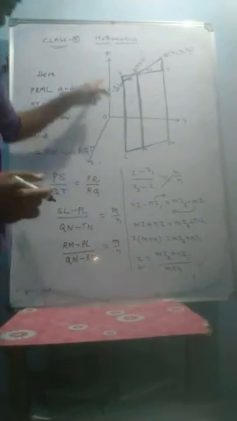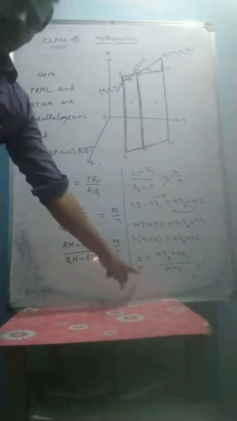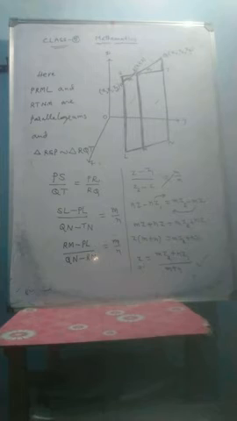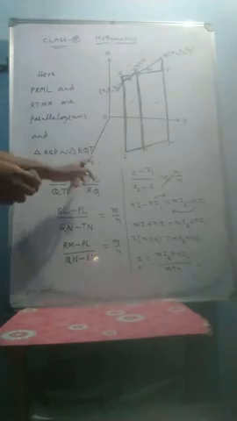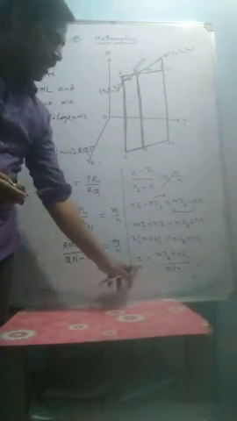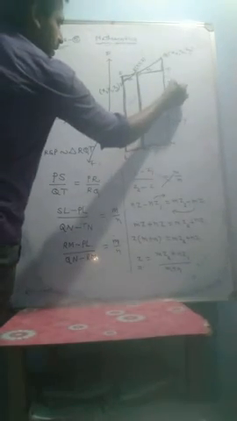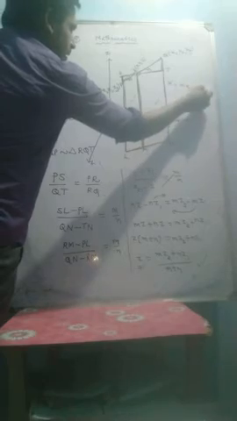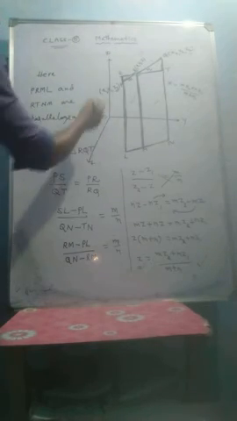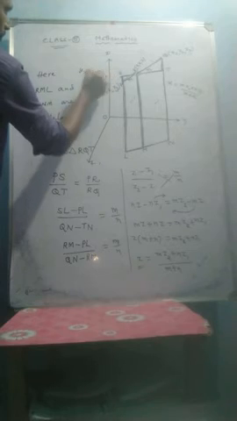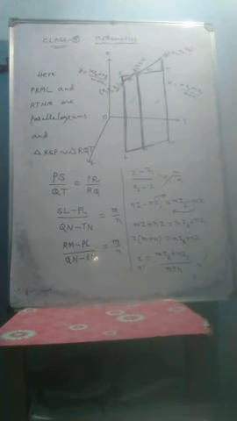When you take the XY plane, we get the Z value. If we take the YZ plane, we can get the X value. That X value, we can get, X is equal to MX2 plus NX1 by M plus N. If you take the XZ plane, then we can get the Y value, MY2 plus NY1 by M plus N.